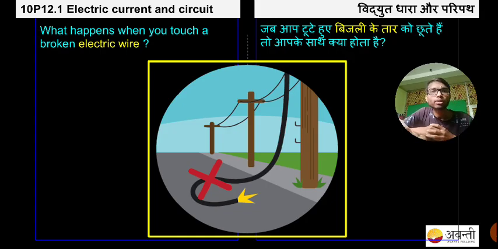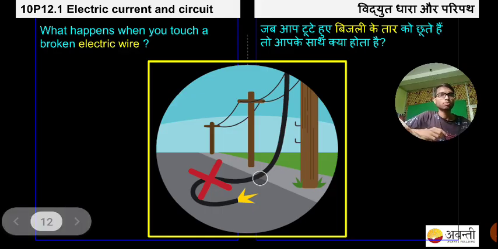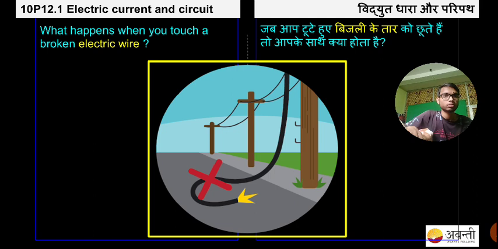What happens when you touch a broken wire and electricity is flowing? Here, this is a broken wire, and electricity is coming from here. But this is broken. Now, what will happen when you touch this bare wire? What do you think? Of course, you will get a shock, because you are a conductor. What is a conductor? We will see.